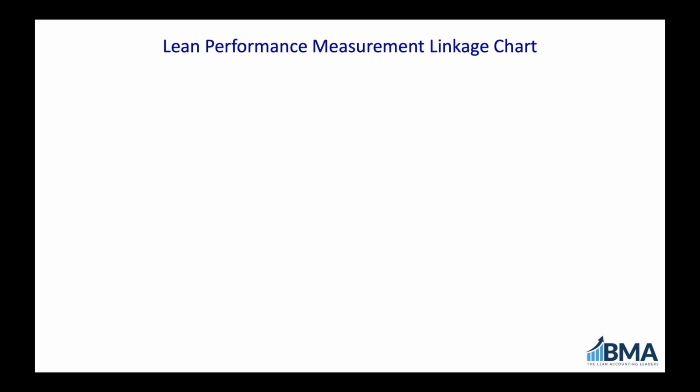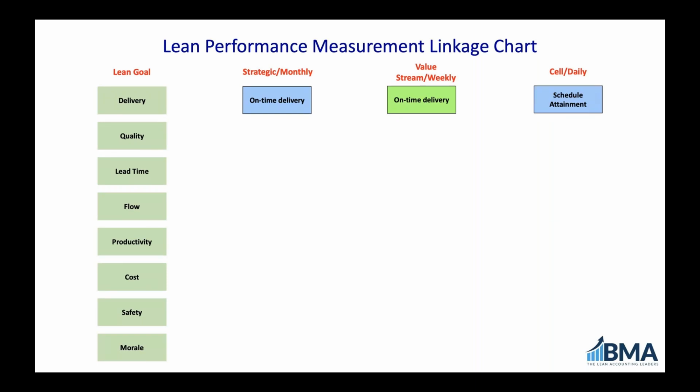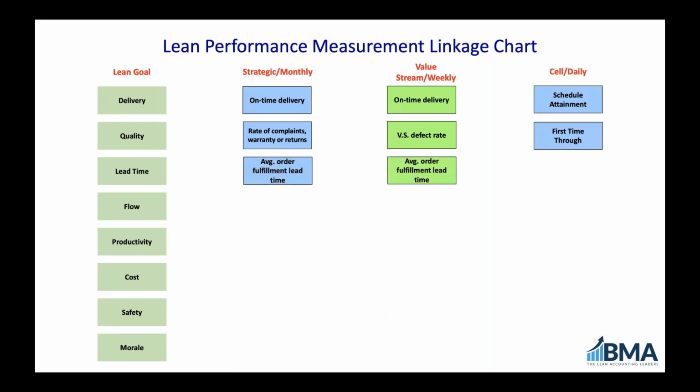The first tool, lean performance measurements. We talked about the basic 8 goals of a lean strategy. There are also 3 basic management cycles in a lean company. You have a monthly cycle, which is more strategic in nature. You have a weekly cycle of value stream management and daily lean management. So the idea is to create relevant and reliable measures in each of these areas.